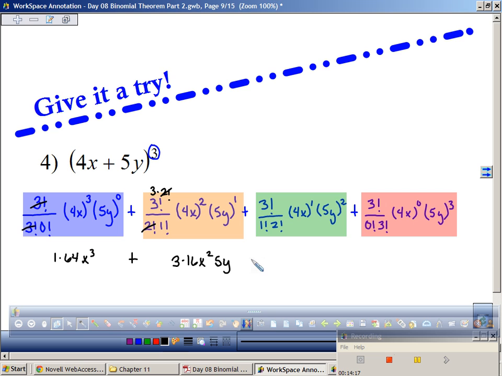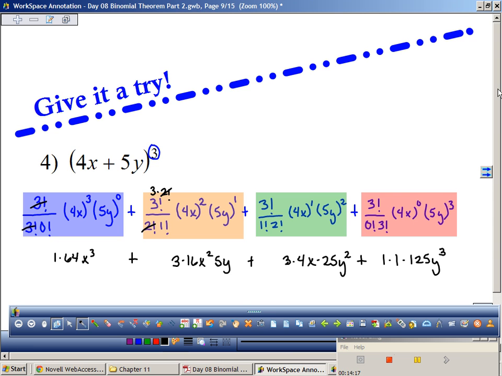5y. Plus, let's do this one. What would be left over here? 3. 4 times 4 times x times 5 squared, which is 25 times y squared, plus, what's left over here? Nothing, 1, times nothing there, that's 1 also, times 5 cubed is 125y cubed.